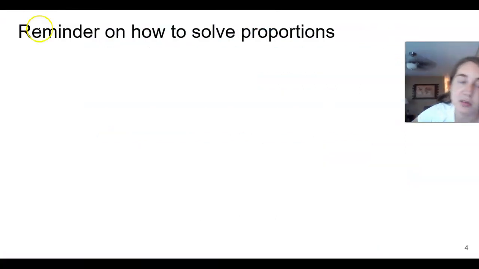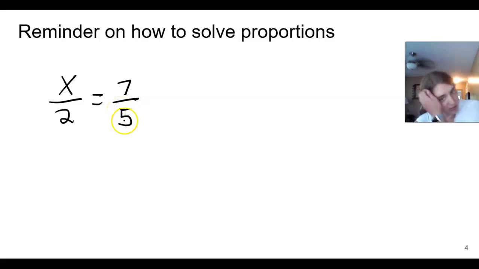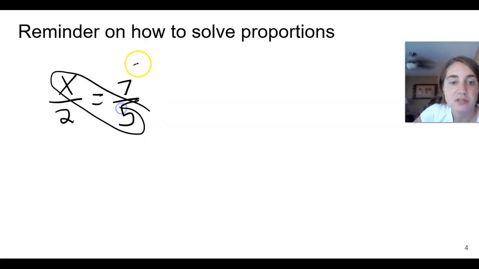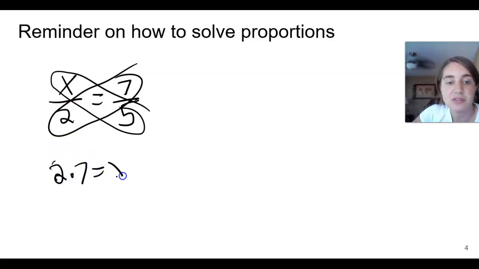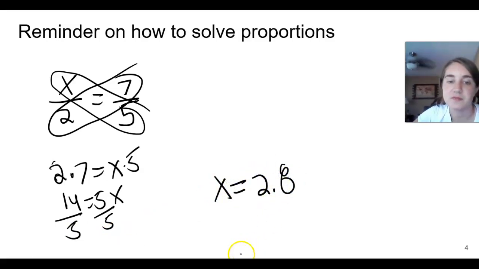Okay, we're going to move on to a quick mini lesson, remembering how to solve proportions. If I wanted to solve this, if you remember, you would cross multiply: 2 times 7 equals x times 5. 14 equals 5x, divided by 5, divided by 5. So that's how we solve proportions. We're going to keep that in mind as we do this next one.